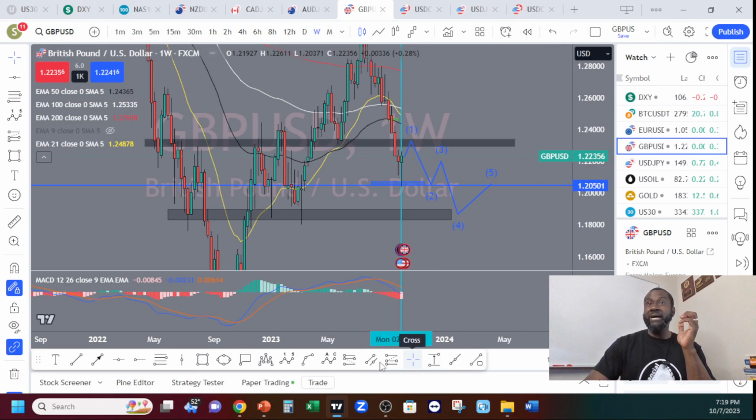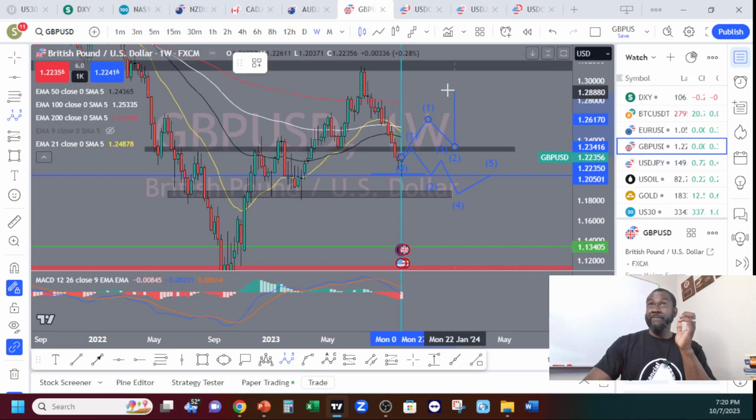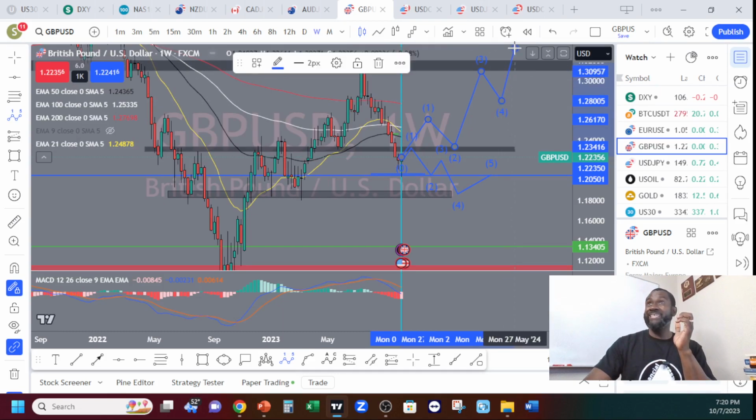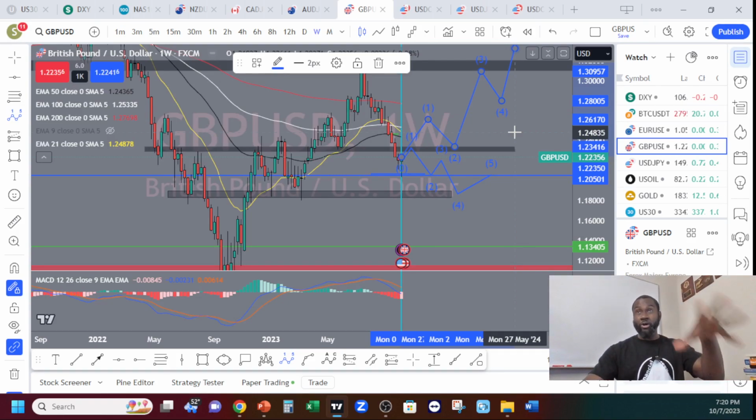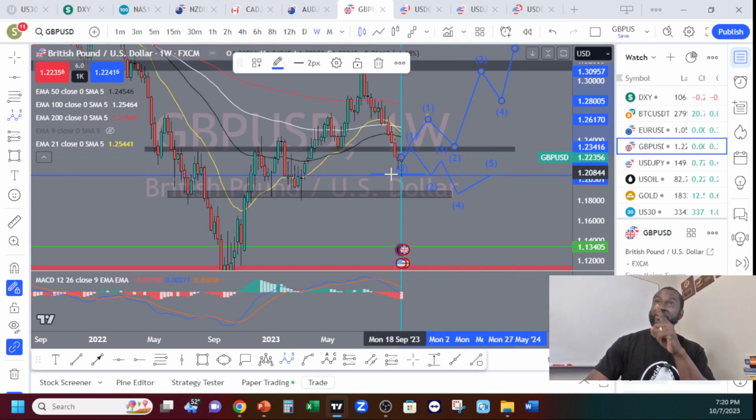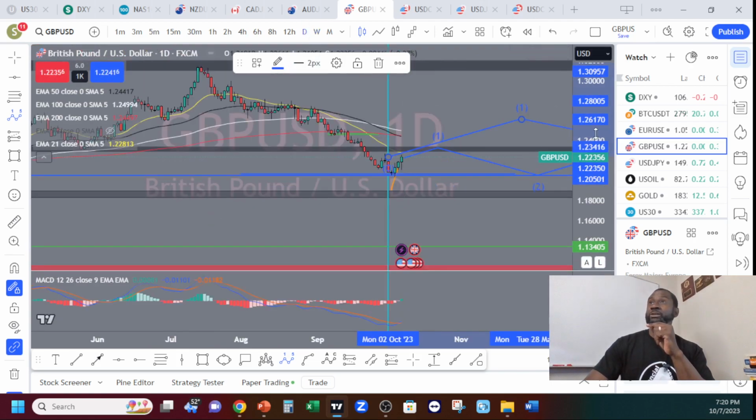But price might do this. Open, break this, get up here, come back to test this, move up here, test some support here before breaking here to go up. That would be the continuation of the uptrend. So we see the trend is still an uptrend, and the last candlestick is a bullish pin bar, a hammer. So let's go to the daily time frame to see what we see.